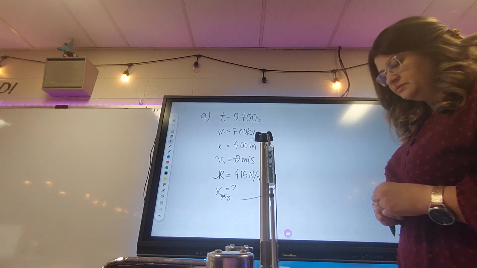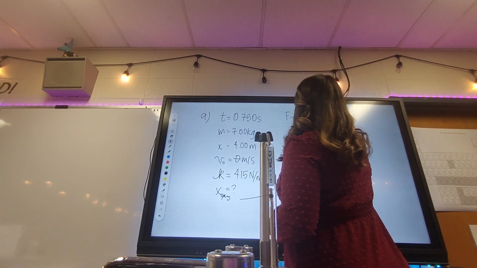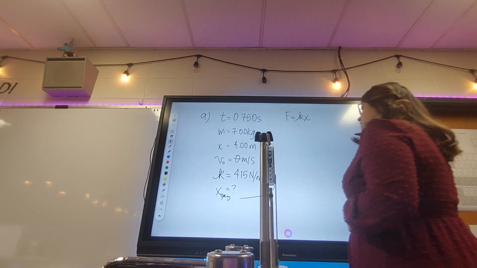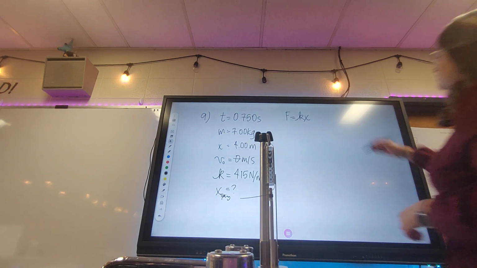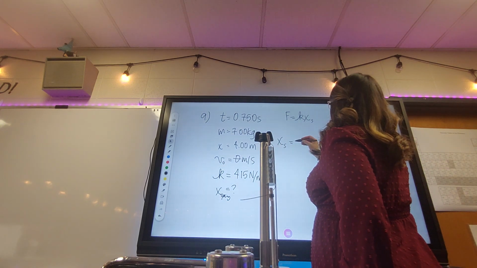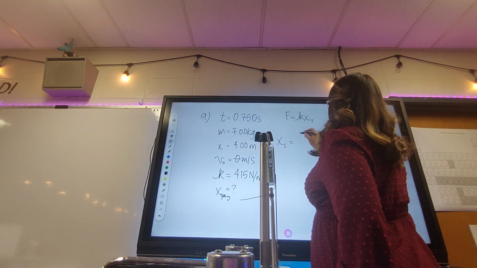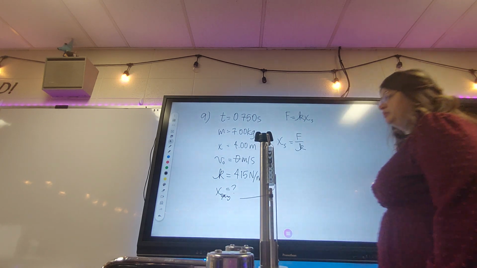Okay, so a couple of things we already know. If we're looking at Hooke's law formula, in order to solve for the force of the spring, well, we're looking for x. So we want F divided by K. We know what K is. We're going to need to figure out what the force applied is, right?